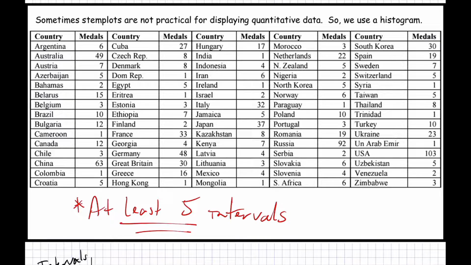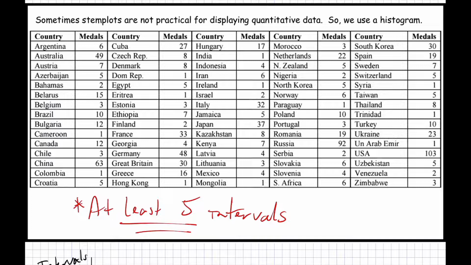Can you have more than 5? Yes. Can you have less than 5? No. So when you're trying to decide how to chunk it up, intervals are just chunks. How far do I need to go? What's the lowest number on this list? 1, I don't think there's any zeros. A whole bunch of them have 1, starting with Colombia, Dominican Republic. And the highest number? 103, United States. So we go from 1 to 103.